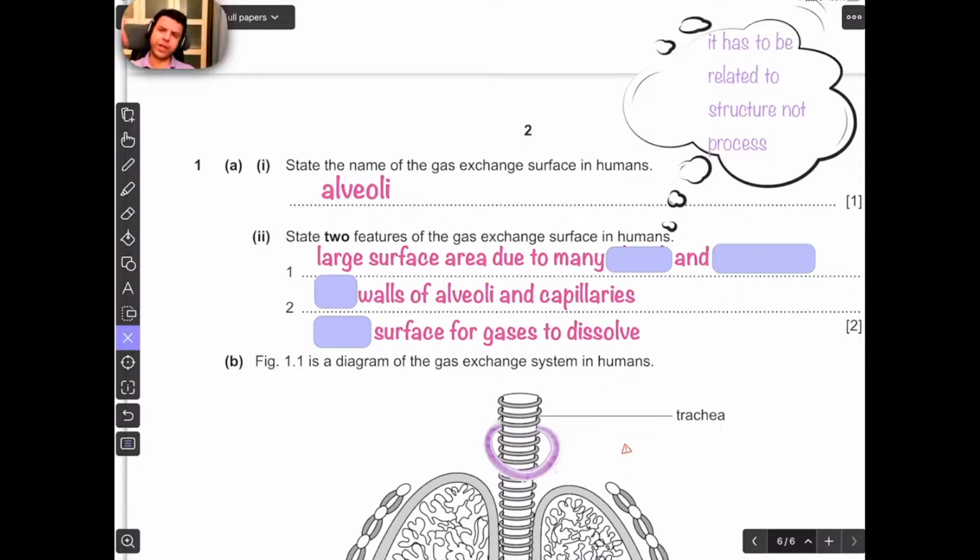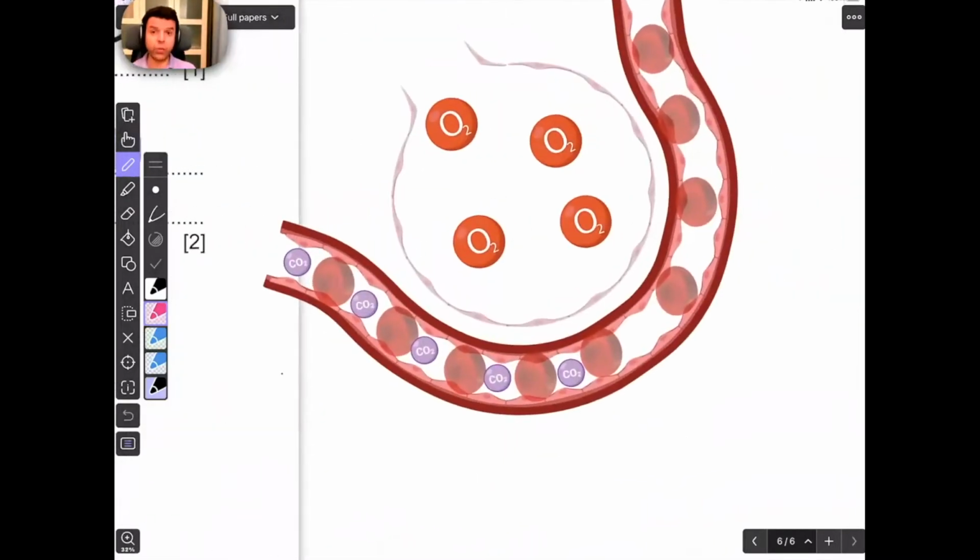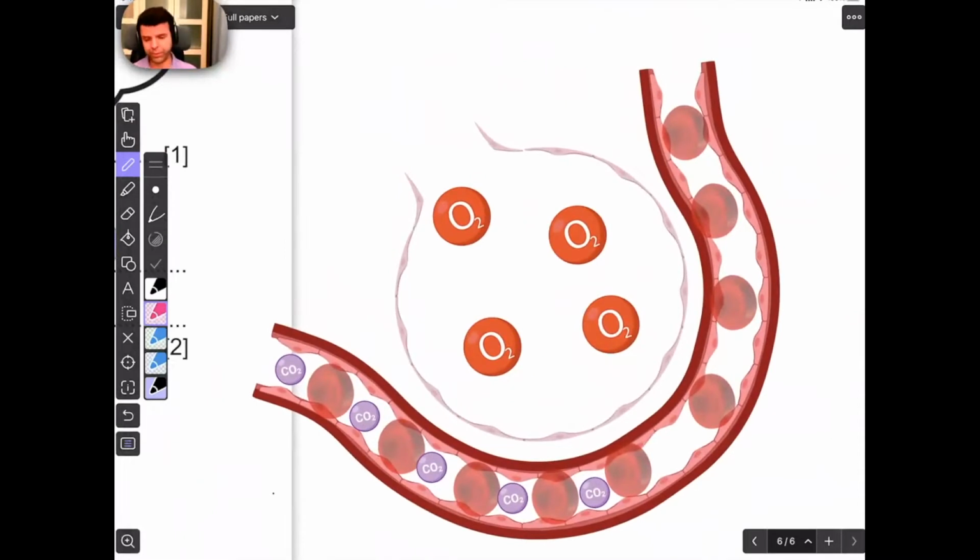Now notice they said state two features. This means you're only supposed to write two. You need to choose the best two, or the ones you're more confident with. State two features of the gas exchange surface means you're supposed to talk only about the structures, right? You can't talk about ventilation or blood circulation. You have to refer to the structures found in the gas exchange surface, meaning the alveoli, and what would make those ideal for diffusion.